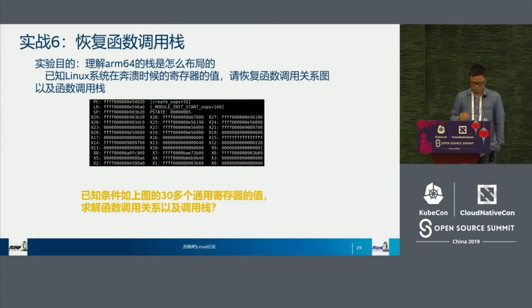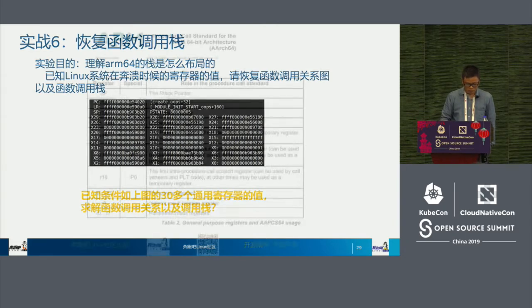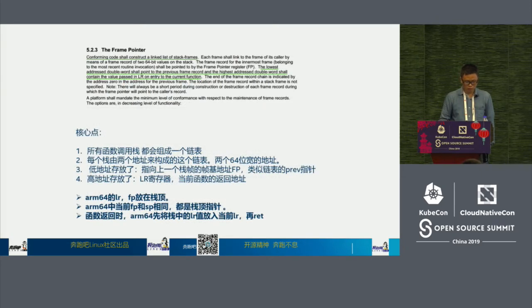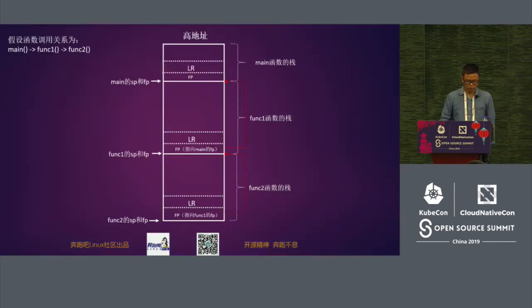we have to analyze the functional stacks, and it's better for you to understand the functional stack relations. So you can read through the handbooks of ARM64. So this is the functional scheduling of ARM64, and this is how we organize the stacks, and this is the graphics.